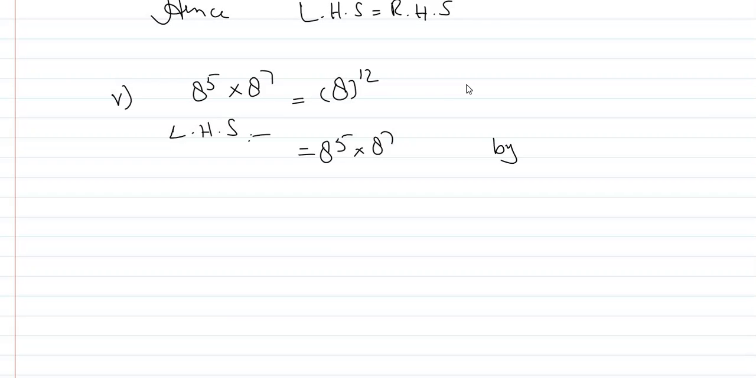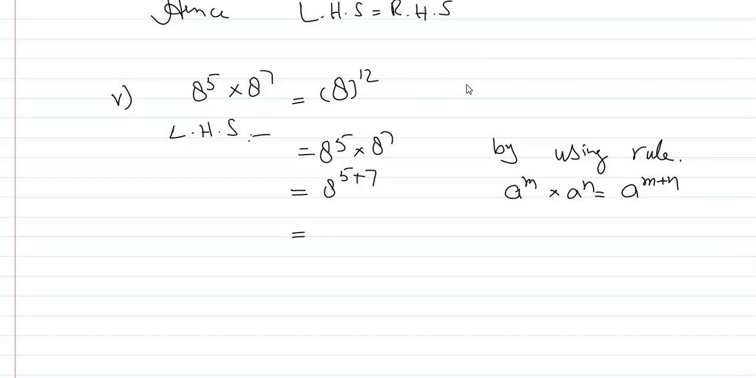Here you write a line by using a rule. Which rule? a raised to power m multiplied by a raised to power n. When bases are the same, powers will be added. Here we get 8 raised to power 5 plus 7. In the last we get 8 raised to power 12.